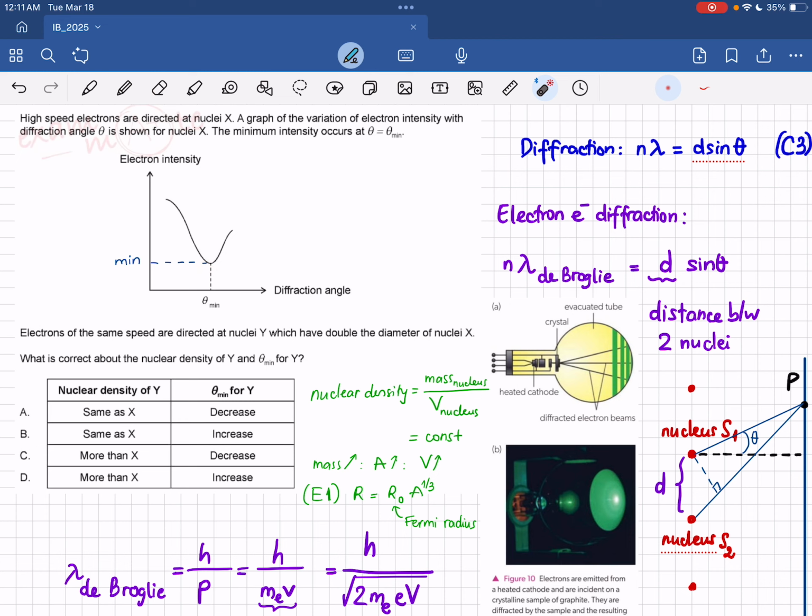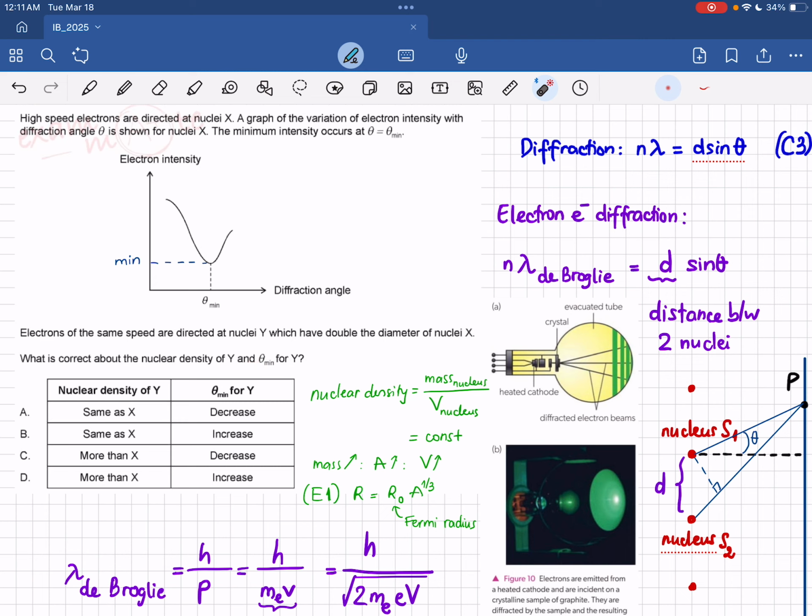Okay? Let's say electrons of the same speed are directed at nuclei Y. So we have another nucleus which has double the diameter of nuclei X. So it seems like Y is larger than X. And they ask us for the nuclear density of Y and the angle as well.